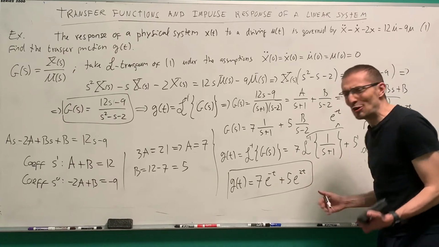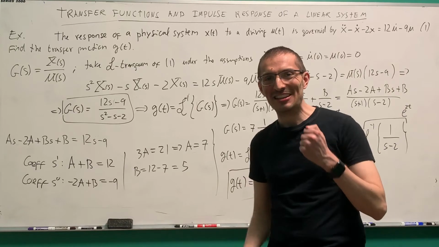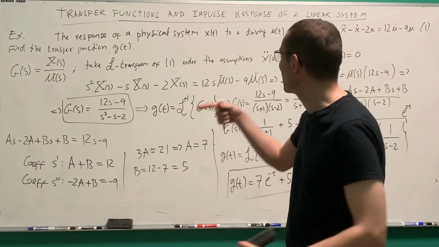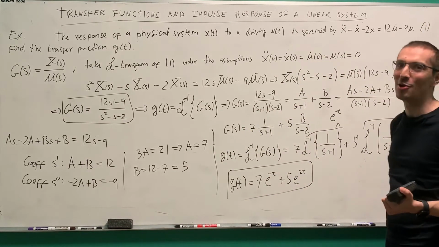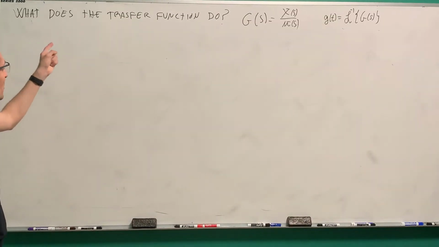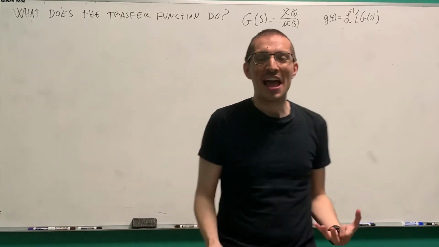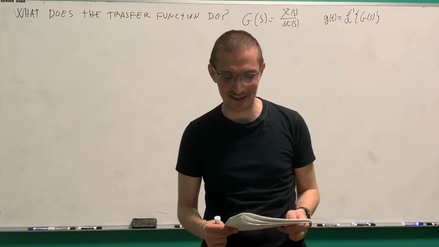This function here contains a lot of information about my system. Now that we've done an example, let's try to understand what this really is and why it's so important, and how something so simple gets so much information about my system regardless of what I put as an input or an output. Let's do that. The question we're going to answer now is, what does the transfer function do for you? So what kind of object is it? How do I see more clearly how much information it unpacks about the dynamical system?